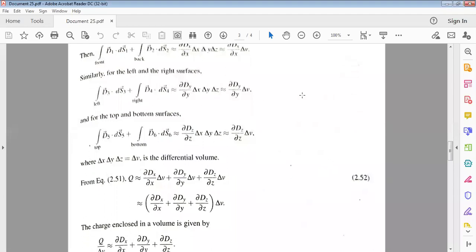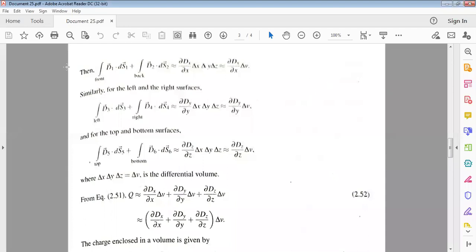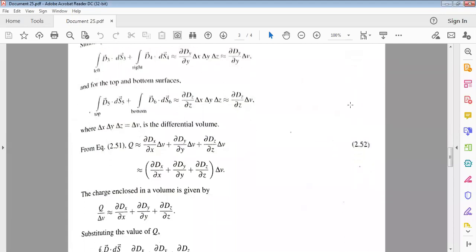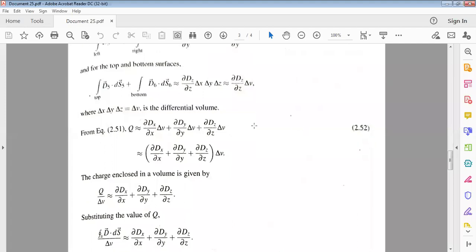See here, almost all are the same, right? Front and back, they are equal. Left and right, they are equal. Top and bottom, they are equal. Why? Because that is a rectangular surface, a rectangular cube, where delta x, delta y, delta z give the volume. The differential volume is represented as delta v.